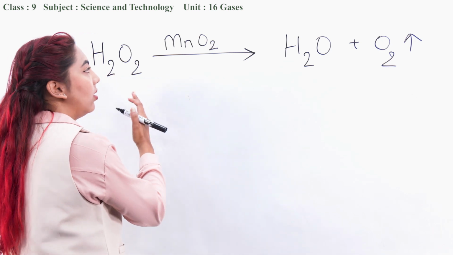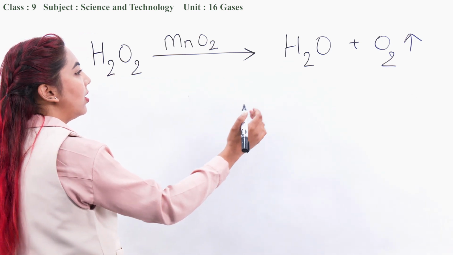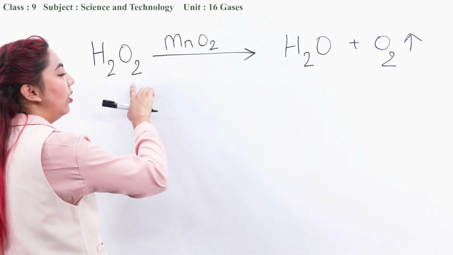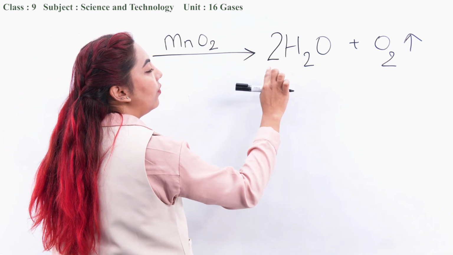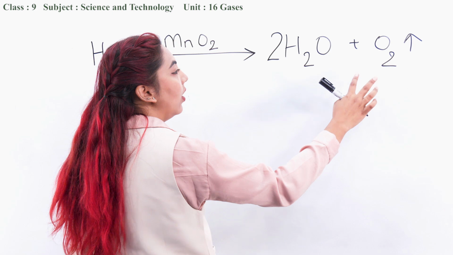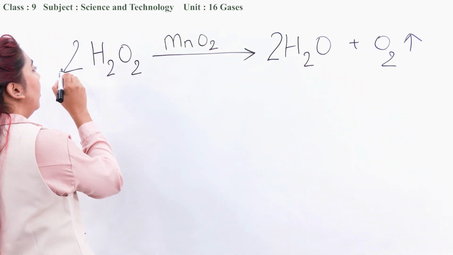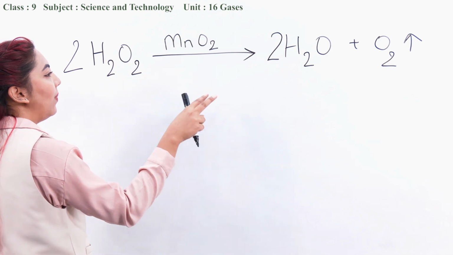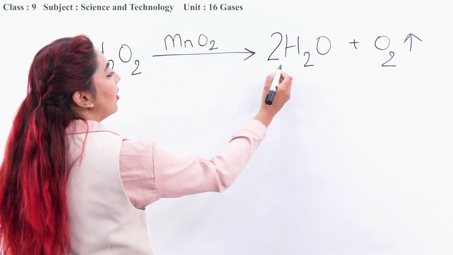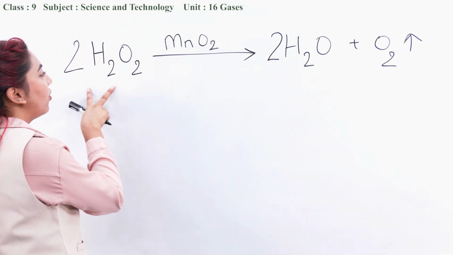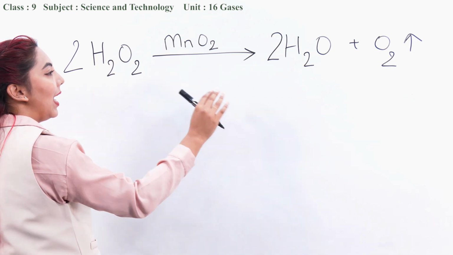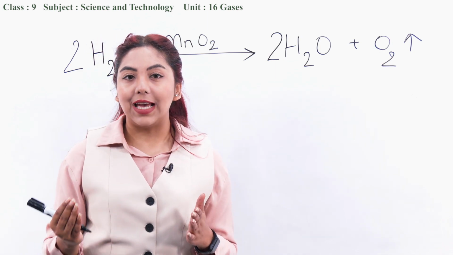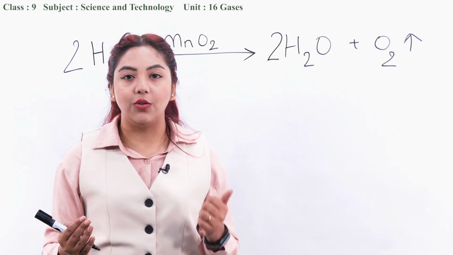Now this equation is not balanced because here you can see there are 3 atoms of oxygen and here there are 2 atoms of oxygen. So let's write 2 over here. So there are 4 atoms of oxygen. If we write 2, there are 4 atoms of oxygen on this side of the equation as well. So oxygen is balanced. Now let us check hydrogen. Here there are 4 atoms of hydrogen and here also 4 atoms of hydrogen. So this reaction is balanced. So using this reaction, we will synthesize oxygen gas in the laboratory without using heat.